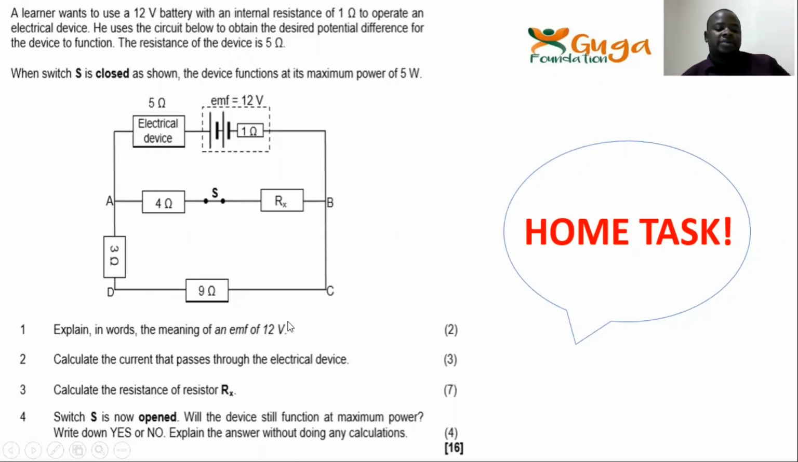Explain the meaning of an EMF of 12 volt, and calculate the current passing through the electrical device. Simple. Calculate the resistance of the resistor RX here. Then switch S is now open. Will the device still function at maximum power? Explain. So now this is your home task.